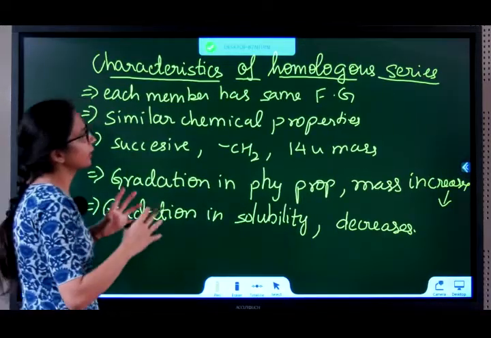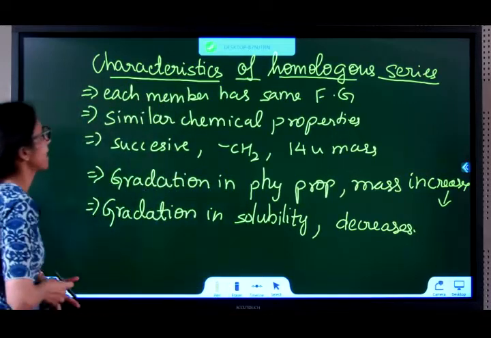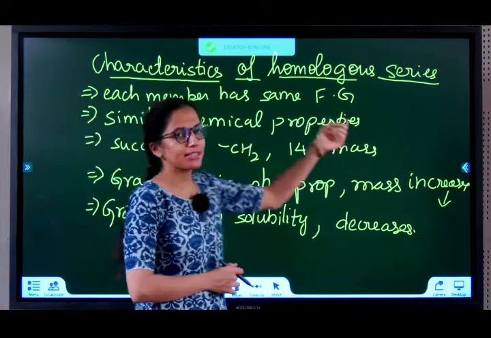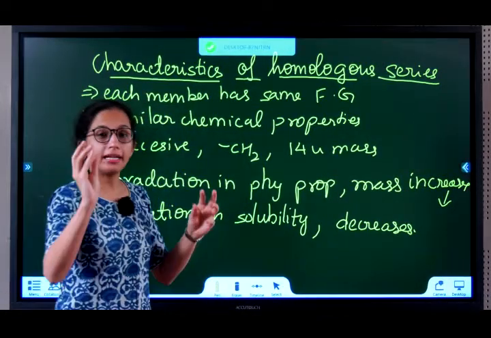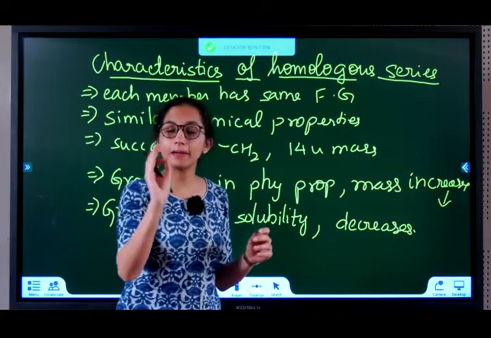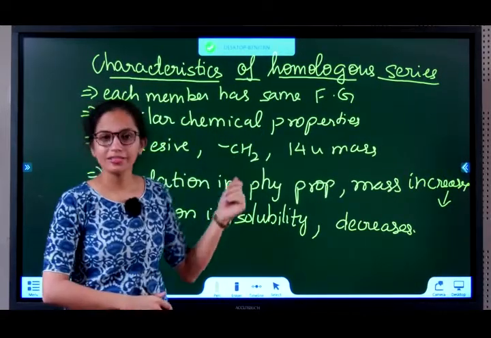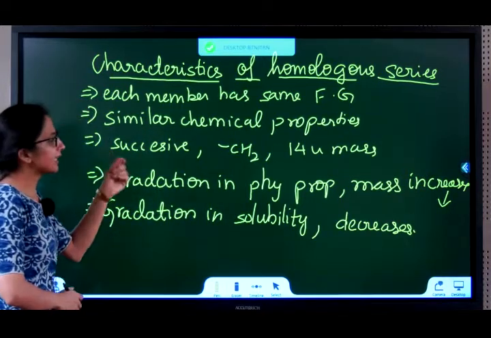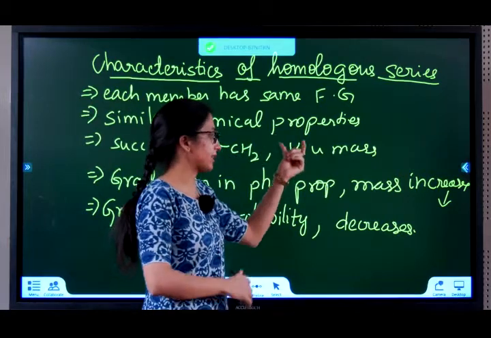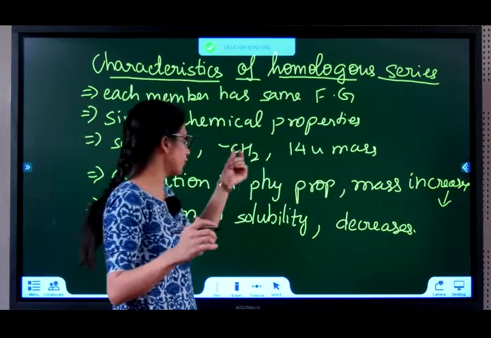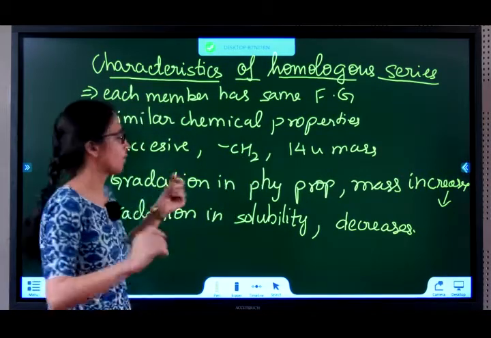So now we have seen different homologous series. Let's just list down the characteristics of homologous series. Each member has the same functional group. Agreed? If all of them have OH, all of them are alcohols. And each of this functional group adds a specific property to it and makes it all same. So they all have similar chemical properties. Each successive member differs by a CH2 group, that is an increase in 14 unit mass. How 14? C is 12, each H is 1, so 12 plus 1 plus 1, 14.